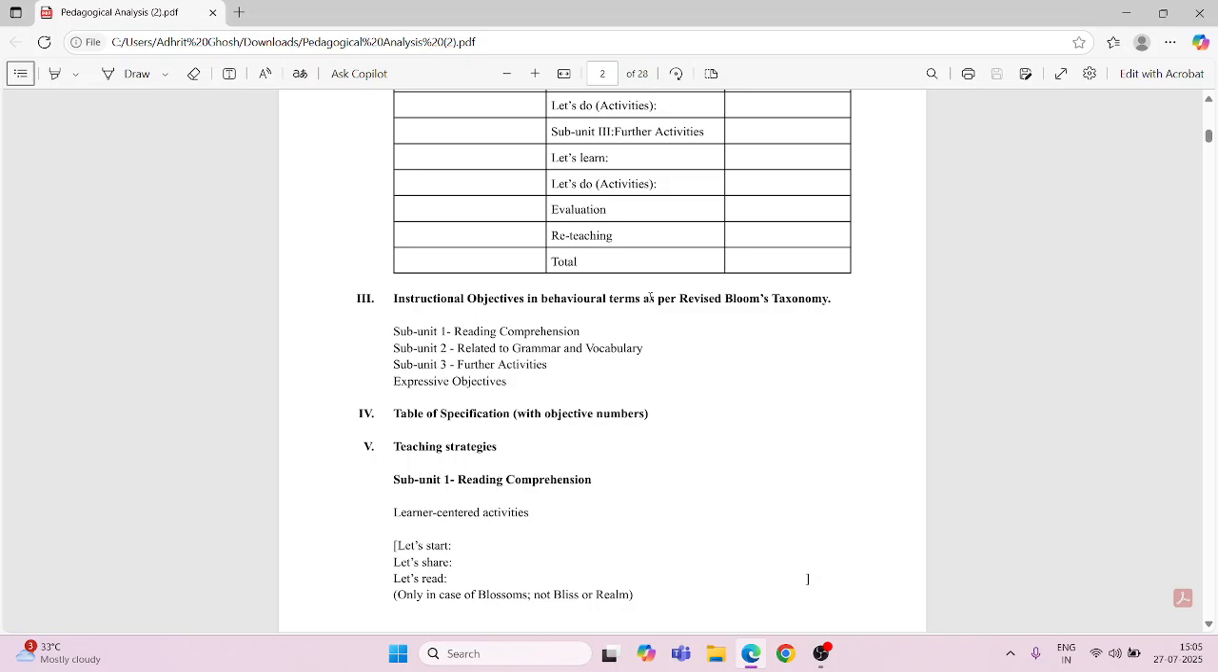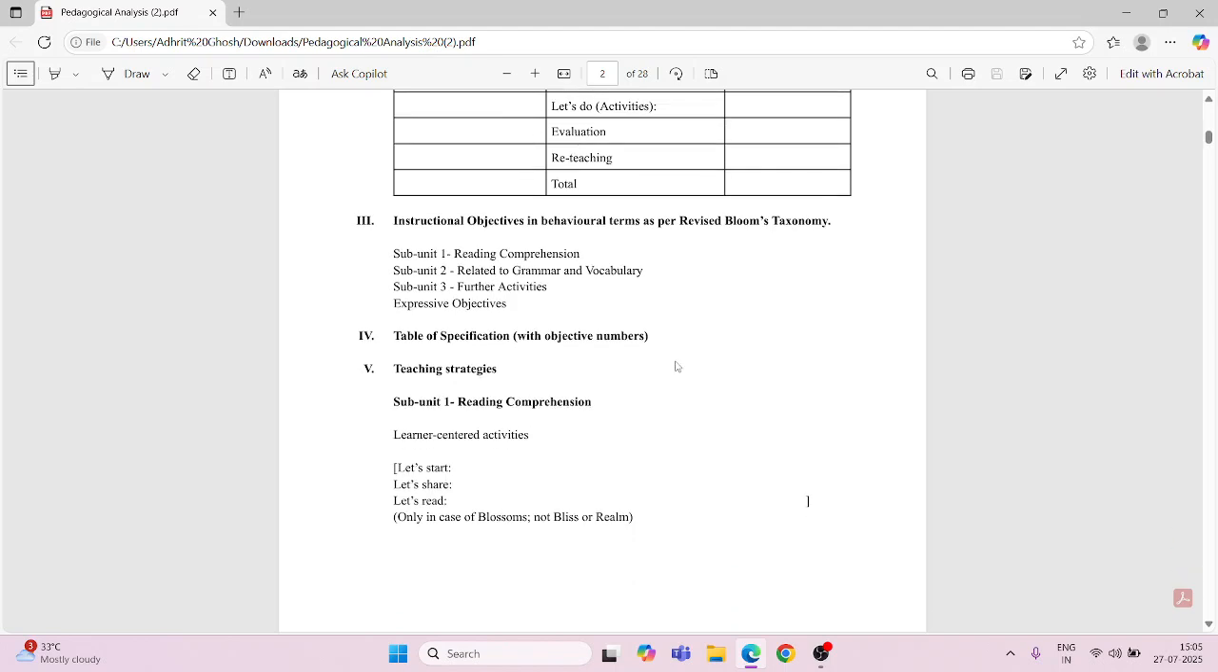So now the next step is constructing the instructional objectives in behavioral terms. We do that as per revised Bloom's taxonomy. And there also we have basically three subunits where we put in the subunits of reading comprehension, then grammar and vocabulary, and further activities. Then we note down the expressive objectives. I'll explain that when I explain in details. Then we have the table of specification with the objective numbers, which we also call blueprint.